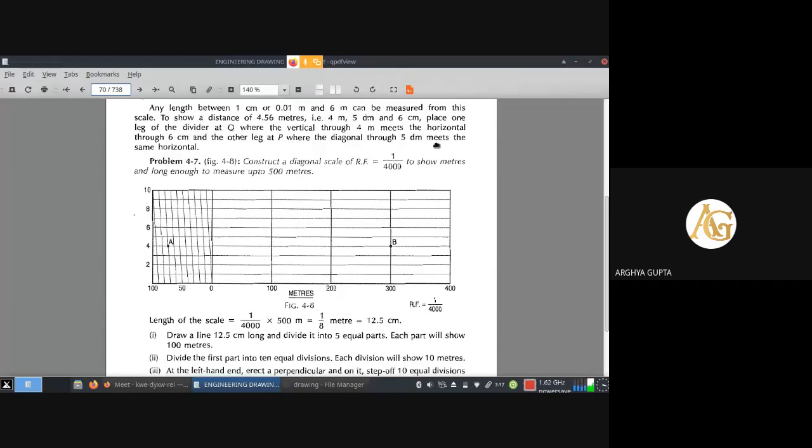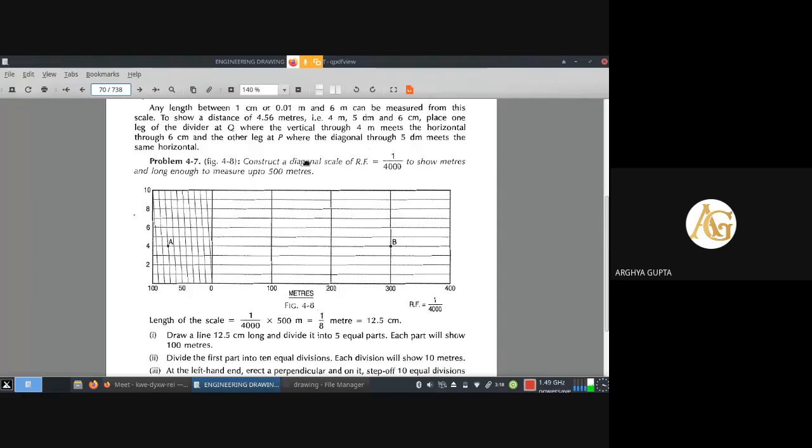So this is the problem we will solve. Construct a diagonal scale of RF 1 by 4000 to show meter and long enough to measure up to 500 meter. As I have already told you the steps, there will be 2 steps to solve this numerical. In the first step, we have to find the RF, which is already given directly. We don't have to calculate that separately, and the maximum length to be measured has been given as 500 meter.